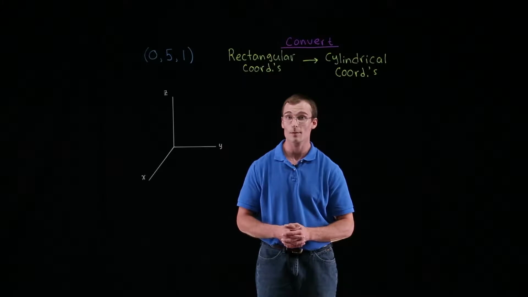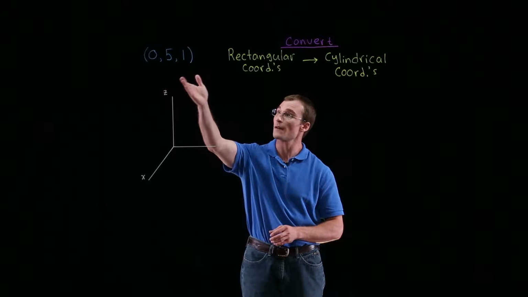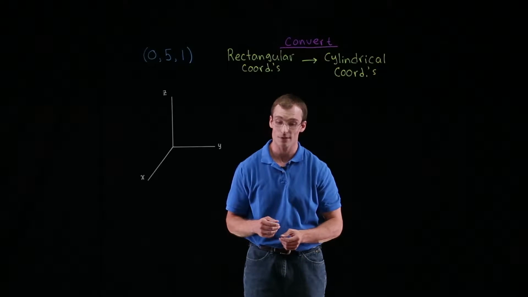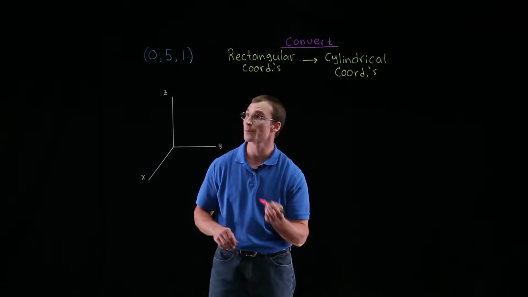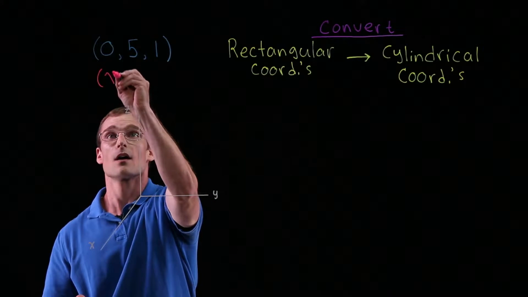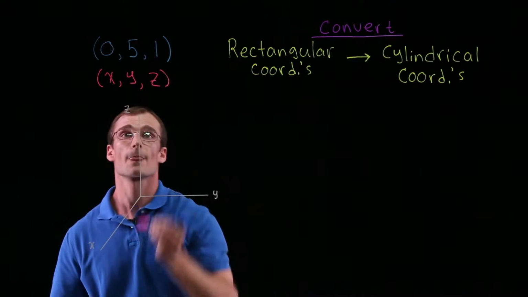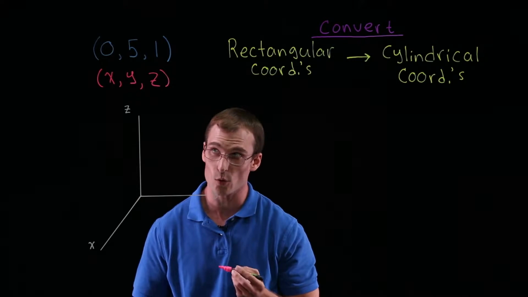Welcome everyone, I'm Adam. In this problem, we're going to take our given point in rectangular coordinates as (0, 5, 1) and convert that from rectangular coordinates to cylindrical coordinates. So, starting with taking a look at what we want, we have our point (0, 5, 1) in our coordinates x, y, and z.